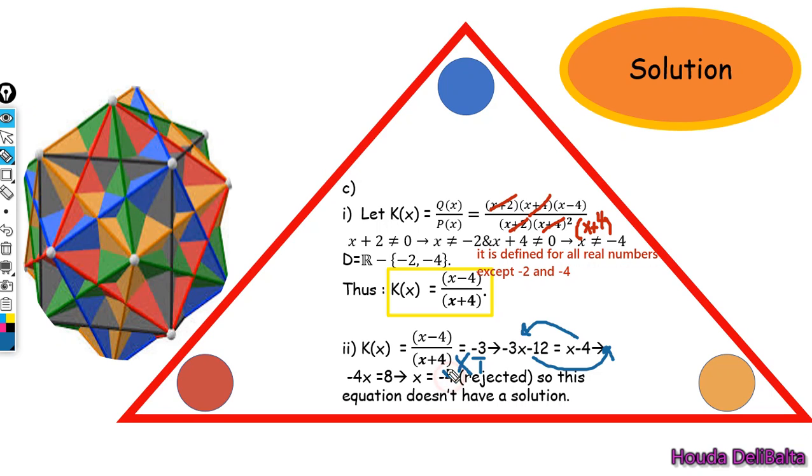Then x equals minus 2, which is rejected. So this equation doesn't have a solution because the resulting value is minus 2 and minus 2 is rejected. So we say that this equation doesn't have a solution. Let's continue the other parts.